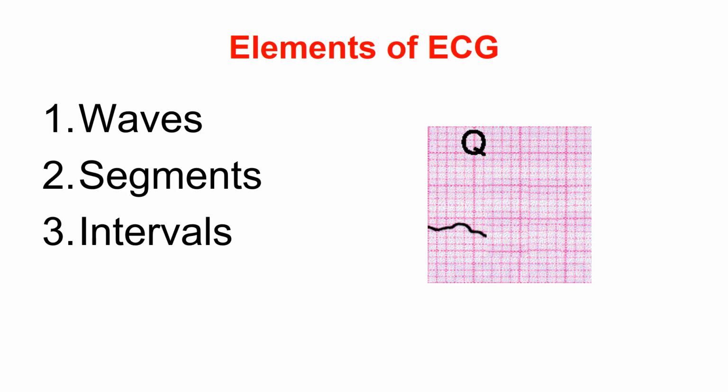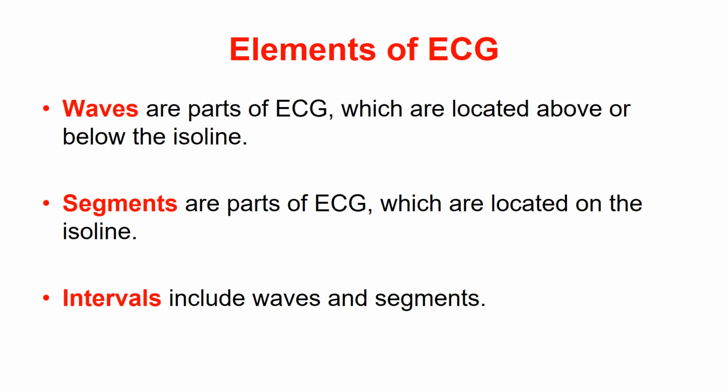Elements of ECG. Waves. Segments. Intervals. Waves are parts of ECG which are located above or below the isoline. Segments are parts of ECG which are located on the isoline. Intervals include waves and segments.